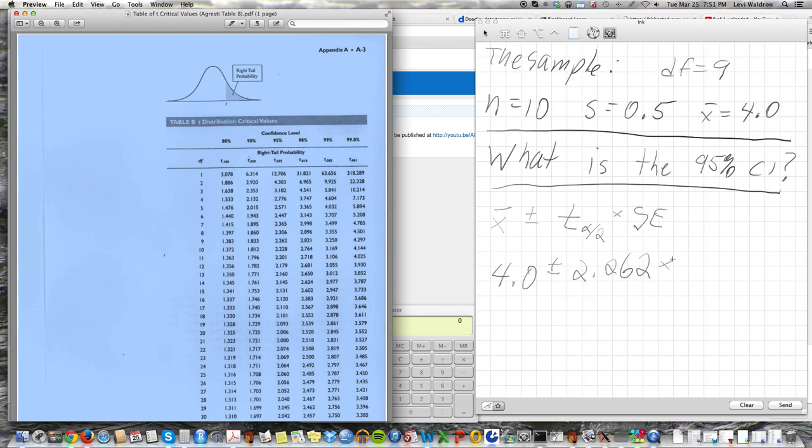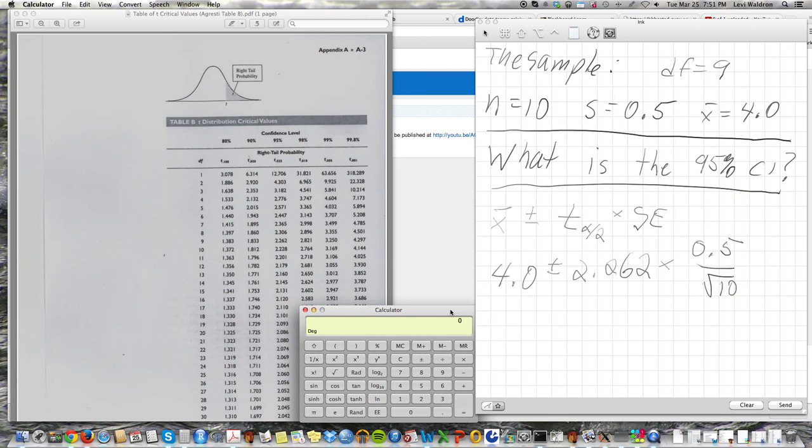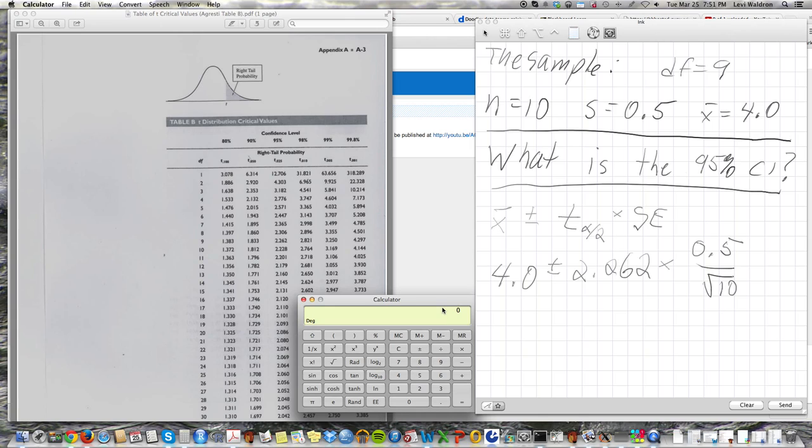So 2.262 times the standard error, and the standard error is the standard deviation, 0.5, divided by the square root of 10. So I'm going to do this in a calculator. First, the standard error is 0.5 divided by the square root of 10, and hit the square root button. So that's 0.158.